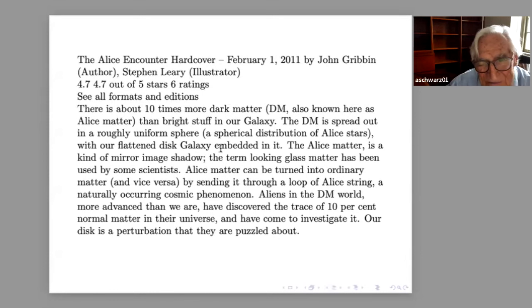So in this book, this mirror matter is identified with dark matter. So you know that we know now that there is dark matter that we cannot see. So if you have mirror particles, then you can really think that the dark matter consists of mirror particles. So that's Ellis matter. I'm reading from a description of this book. Ellis matter can be turned into ordinary matter and vice versa by sending it through a loop of Ellis string, a naturally occurring cosmic phenomenon.